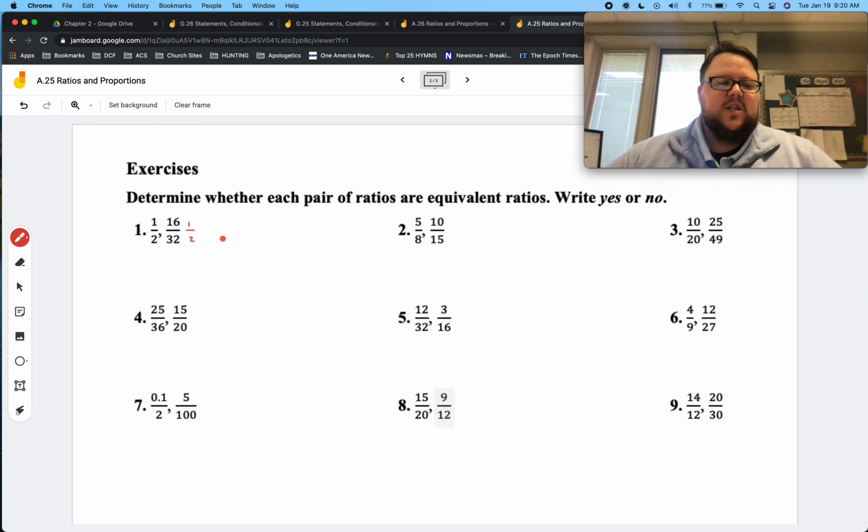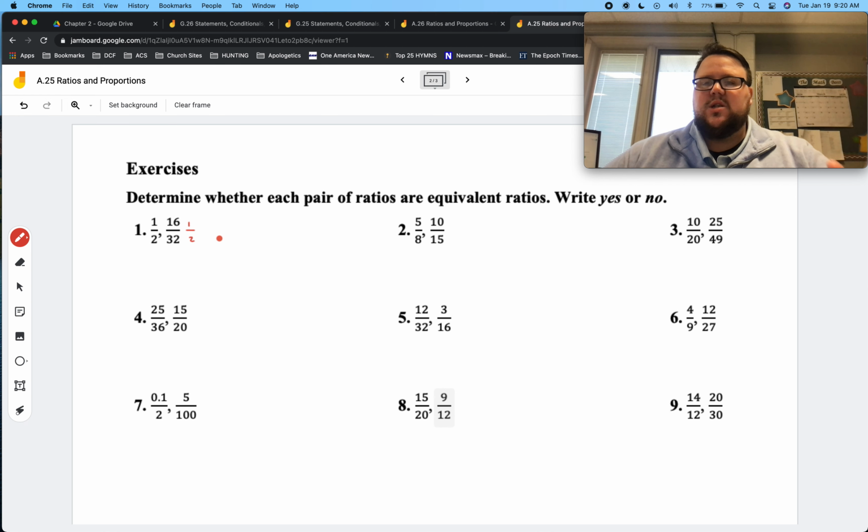But what I'm going to teach you guys is something much quicker, much easier. You're just going to simply use a calculator, and you're going to divide the top by the bottom. So 1 divided by 2 is 0.5. And 16 divided by 32 is 0.5. And if those two numbers are equal, the answer is yes, they are equivalent ratios.